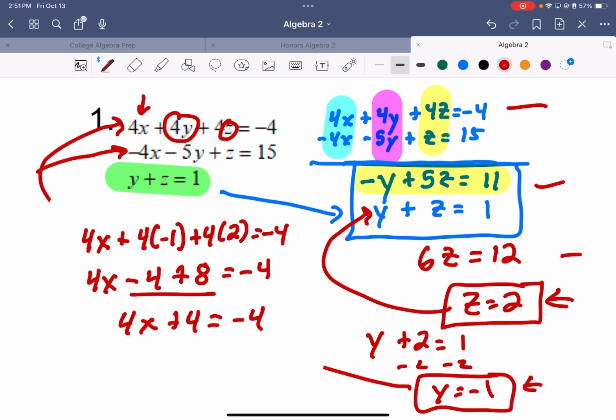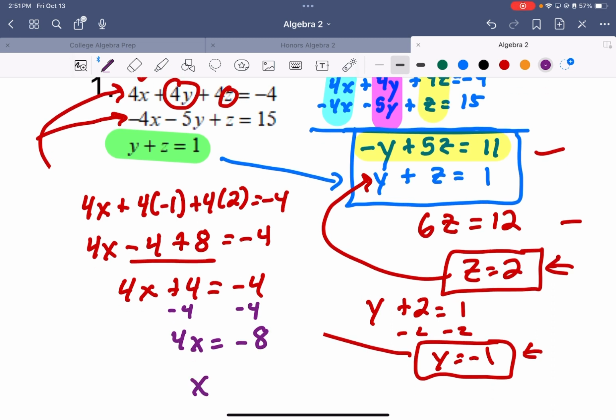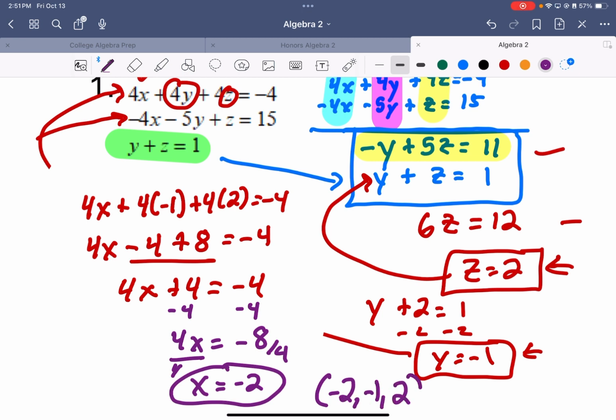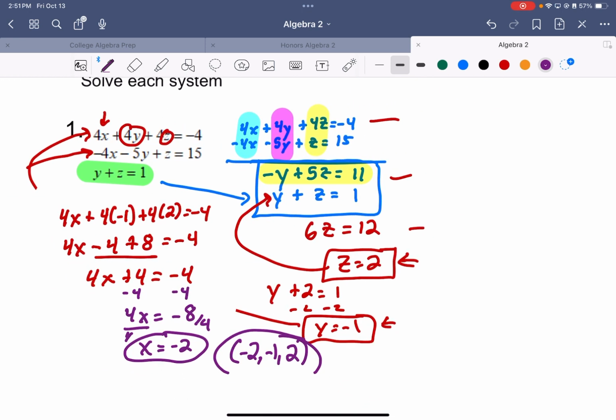Now I'm solving an equation. Subtract 4 from both sides. 4x equals negative 8. And again, I'm just asking myself the question, 4 times what is negative 8? Well, 4 times negative 2 is negative 8. If you don't like to ask yourself that question, just divide both sides by 4. And you get x is equal to negative 2. So our solution in alphabetical order, x is negative 2, y is negative 1, z is 2. That's your solution to that system of 3 variable equations.